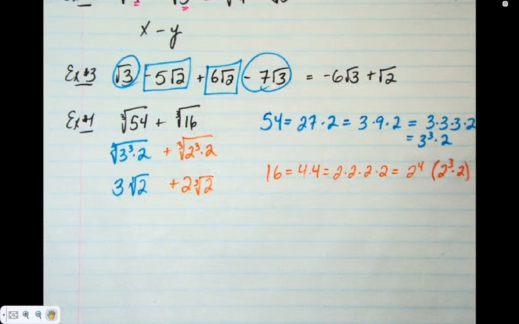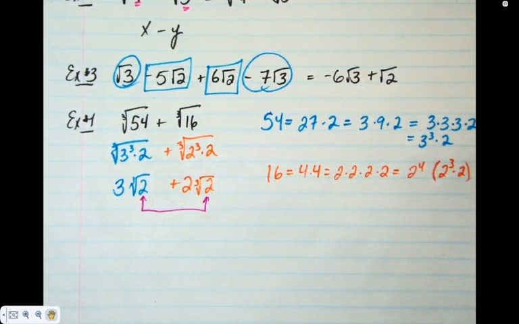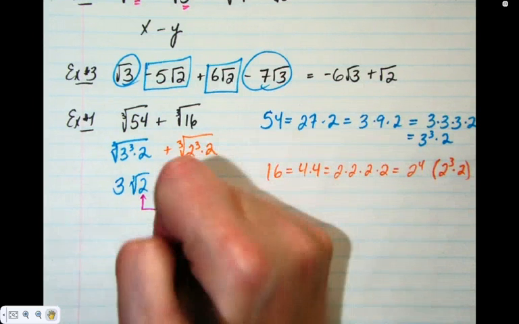So if we hadn't simplified these, we would have said, oh, well, this is already simplified. But take a look now. Once we simplify them, what do you see? Right, a cube root 2 and a cube root 2. So now we can add them together. If I have 3 on the left and 2 on the right, how many do we have? 5 cube root of 2.